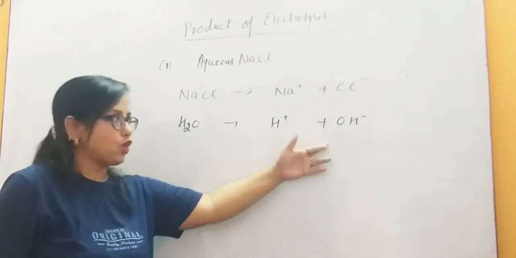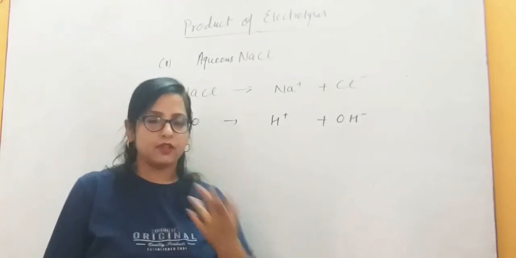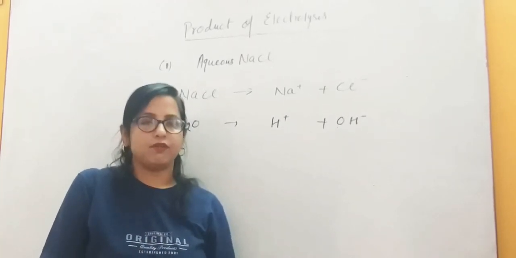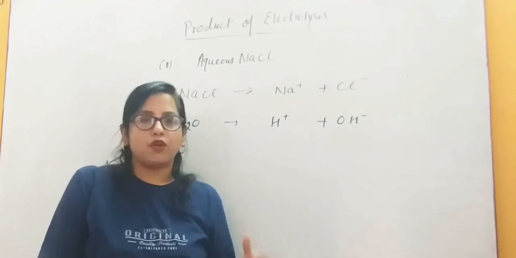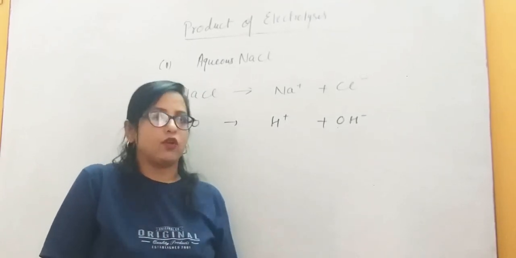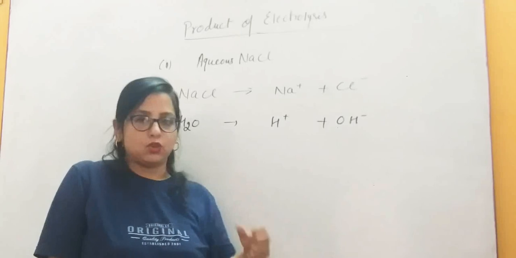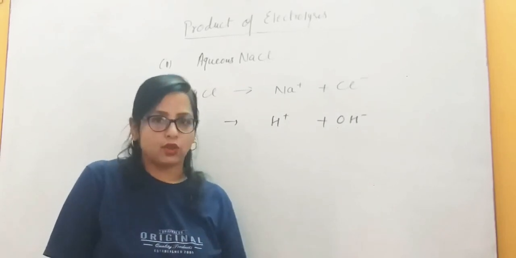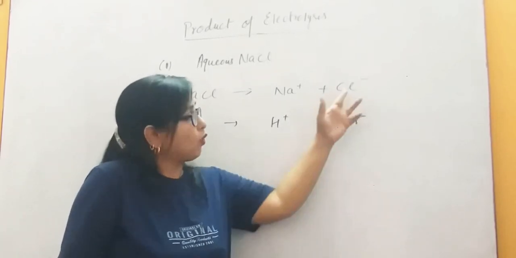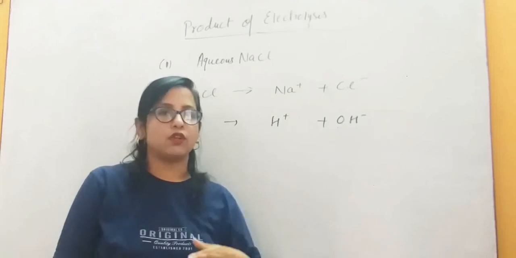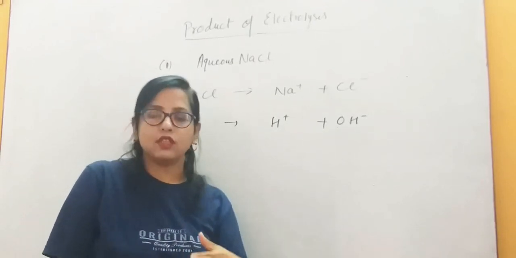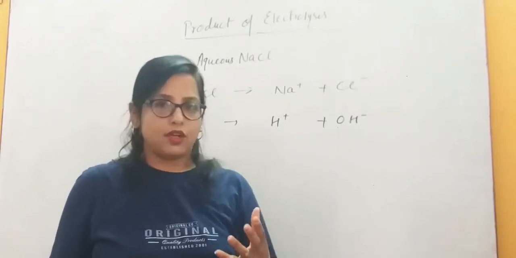H+ and OH- ions. Now there is a comparison between ions as to which ion will be collected more on the cathode and which more on the anode. Sodium and hydrogen ions rush toward the cathode and are collected there, and chloride and OH- ions rush toward the anode and are collected there. It means there is a competition between the ions.